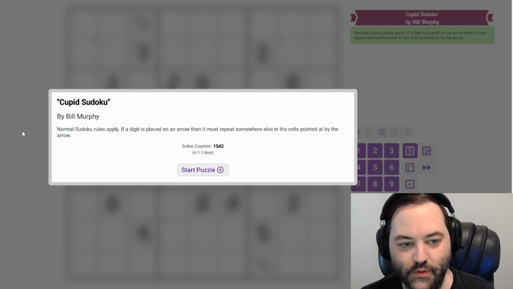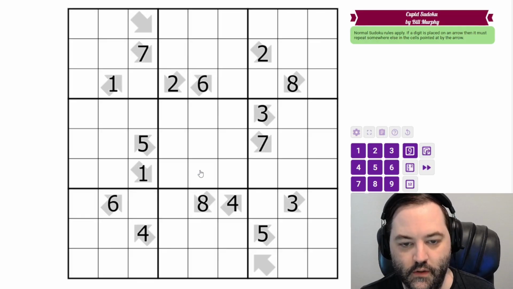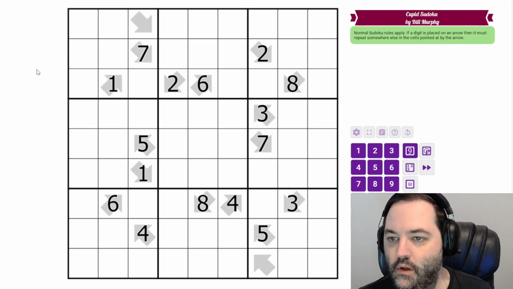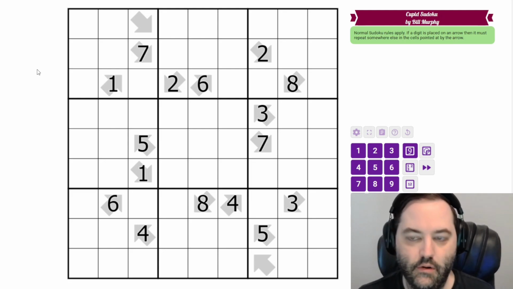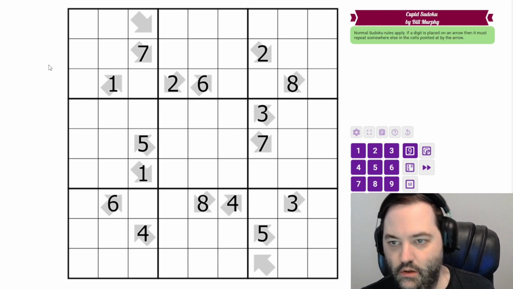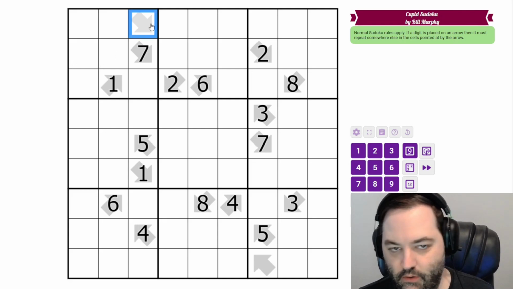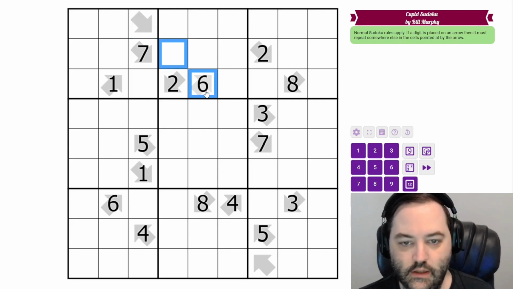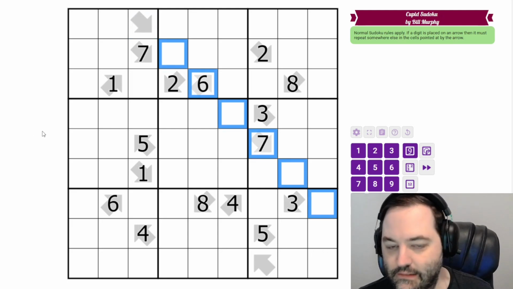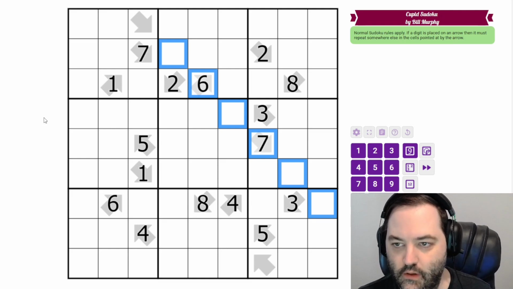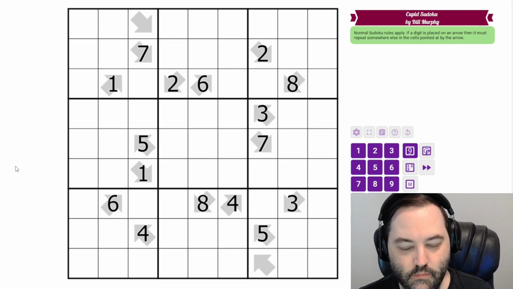But this is Cupid Sudoku by Bill Murphy. So we have normal Sudoku rules, 1 to 9 in each row, column, and 3x3 box. And then we have some arrows in the grid. If a digit is placed on an arrow, then it must repeat somewhere in the cells pointed at by the arrow. So there's an arrow here. Whatever digit we put here is going to have to appear in at least one of these cells. It could repeat, but at least one of these cells. And those are the rules.